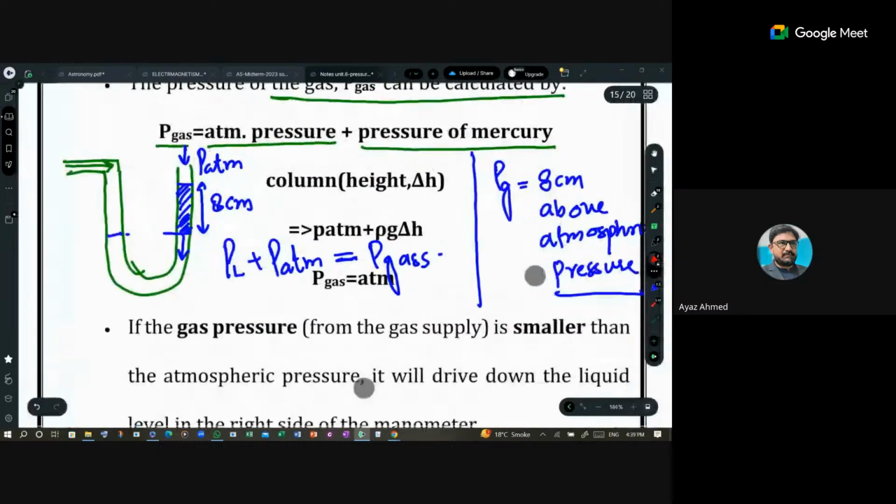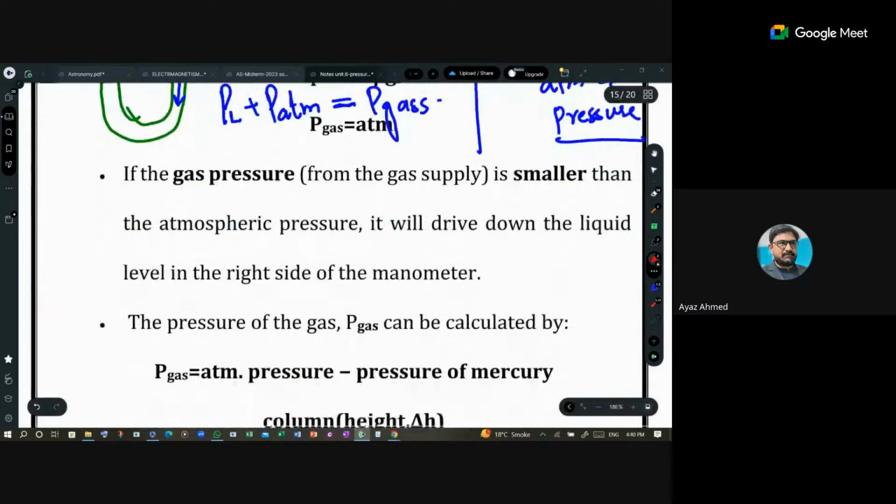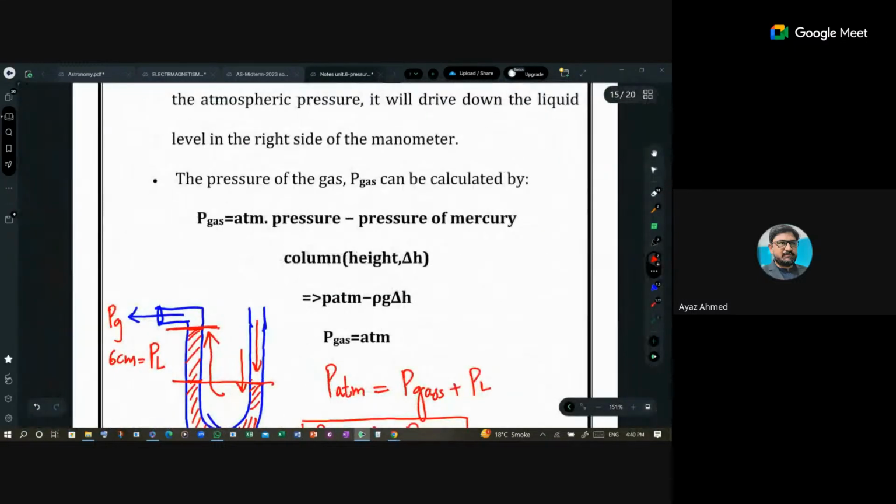When we talk about the pressure of the gas, it is atmospheric pressure plus pressure of the mercury or pressure of the liquid. How? Check this out. If you are blowing in from this side, then you have to tolerate the pressure of two things: one, the pressure of this liquid, and second, the pressure of the atmosphere. So gas pressure will be equal to pressure of the atmosphere plus pressure of the liquid. Remember this. This is the pressure measurement for a manometer.